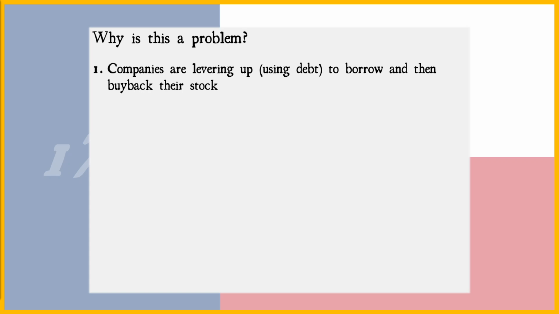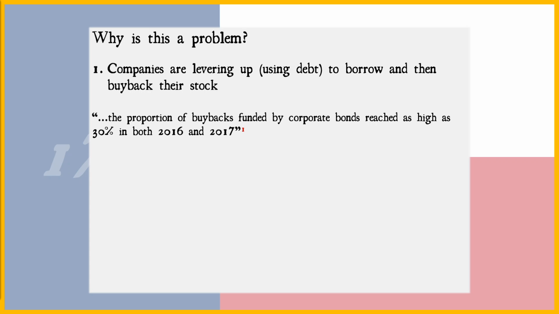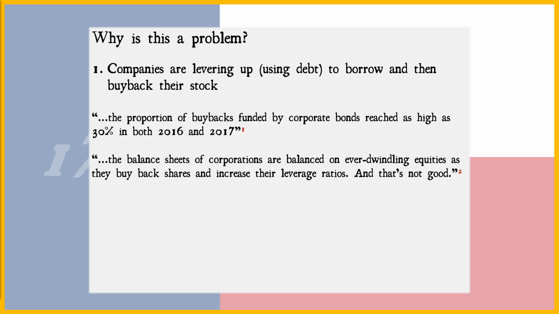What's even worse is companies are levering up now, taking on debt and then buying back their stock with it, which causes a whole host of problems. The proportion of buybacks from corporate bonds was 30% in 2016 and 2017. That's a high. 30% of all the buybacks were funded with debt. Think about that. No free cash was being used. Or they were using their free cash and borrowing on top of it, which just makes the problem even worse.